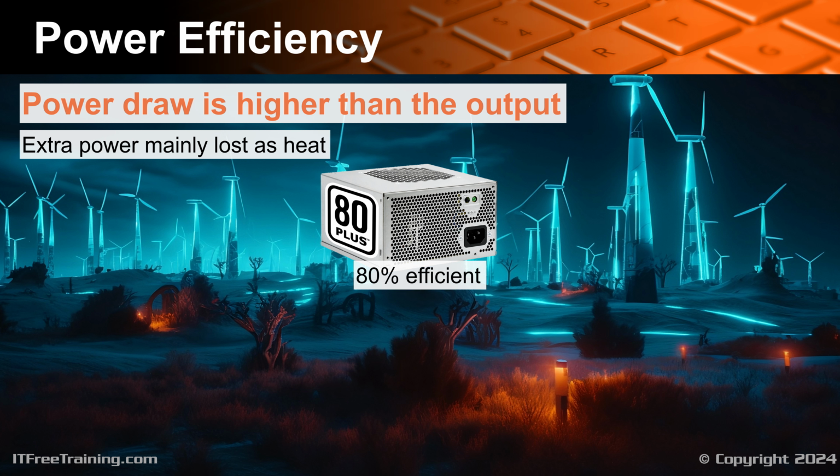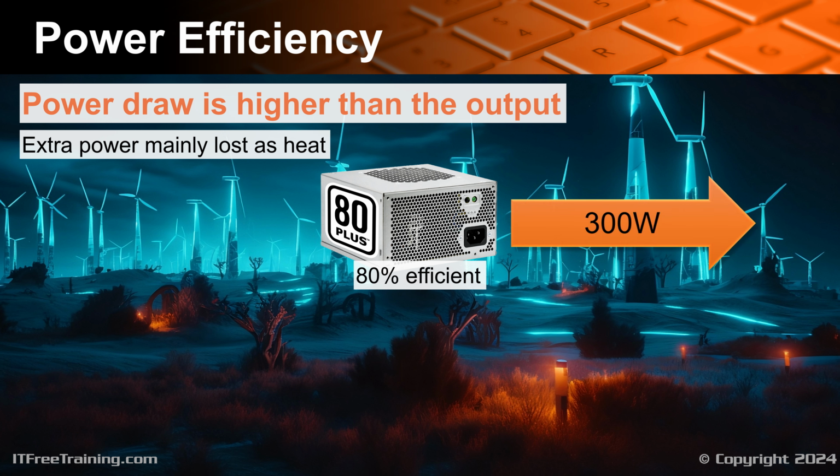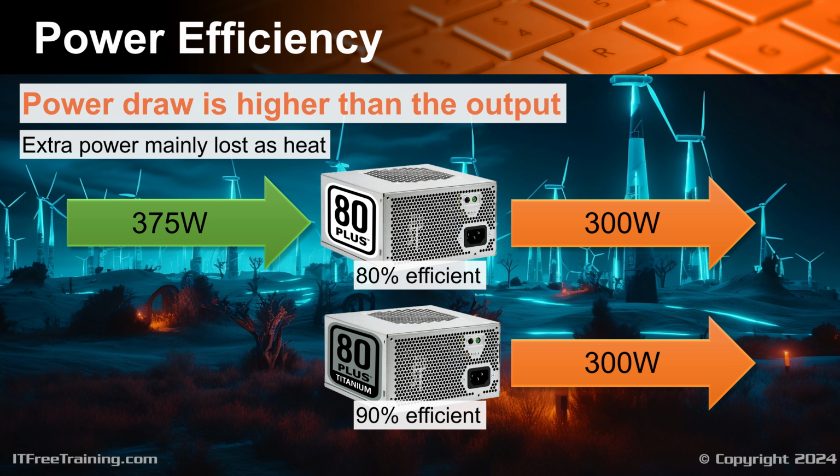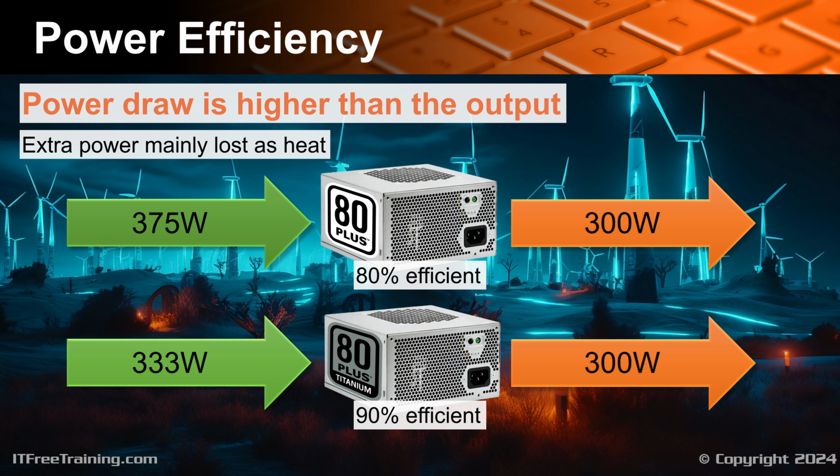If your power supply does not have this rating on it, you'll need to check the specifications of the power supply to determine what its power efficiency is. This means that in order to output 300 watts, the power supply needs to draw 375 watts. Now let's consider that we have a second power supply. This power supply is 80+ titanium and thus has a 90% efficiency. This means to have 300 watts of output, the power draw needs to be 333 watts. This means the second power supply uses 12% less power than the first one.